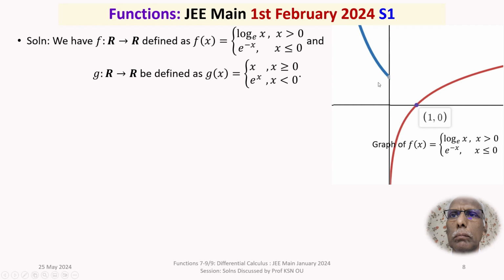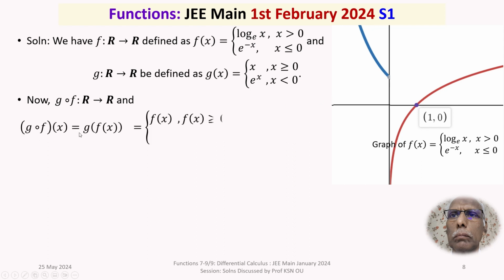Agreed. If you know this graph, you can think of g compose f also. So e power minus x when x is less than or equal to 0 will be positive, and when x is equal to 0, it is e power minus 0, that is 1. Now, g compose f of x is defined as g of f of x. In g of x, wherever there is x, you write f of x. That is f(x) when f(x) is greater than or equal to 0, e power f(x) when f(x) is less than 0.